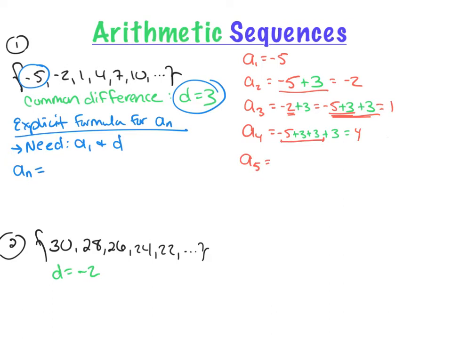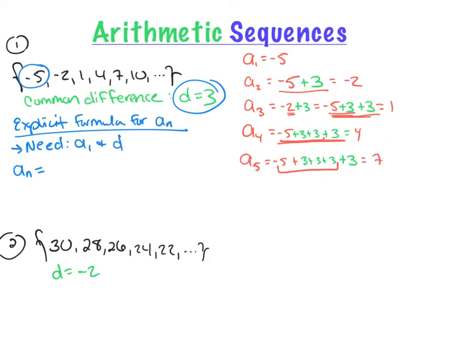a sub 5 is 4. Well, 4 is this whole thing. It's -5 plus 3 3s. Whoops, I wrote too many 3s. But we need to get the next term, so we do need to add on another 3 to get the next term. This will give me 4 plus 3, which is 7.